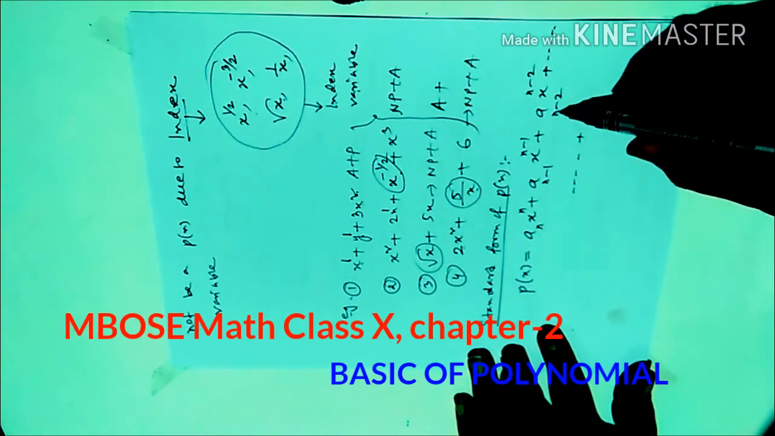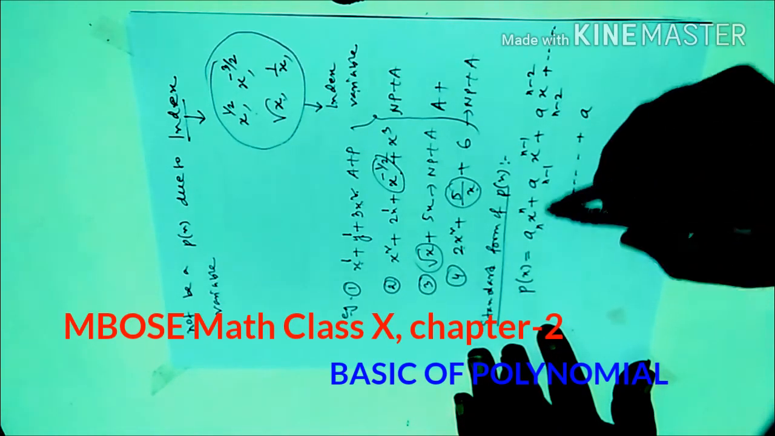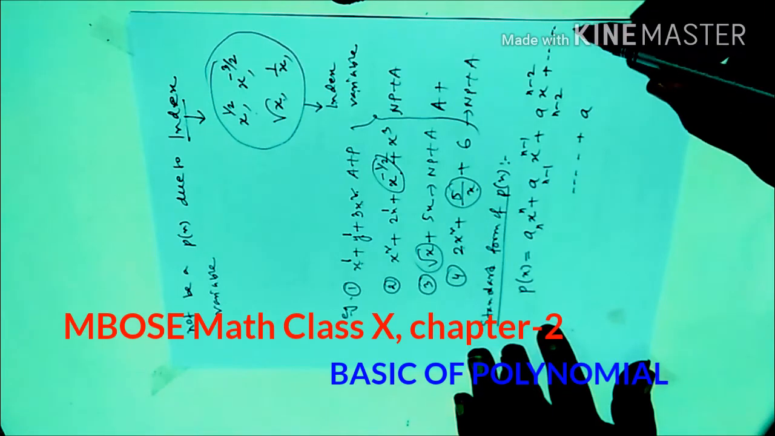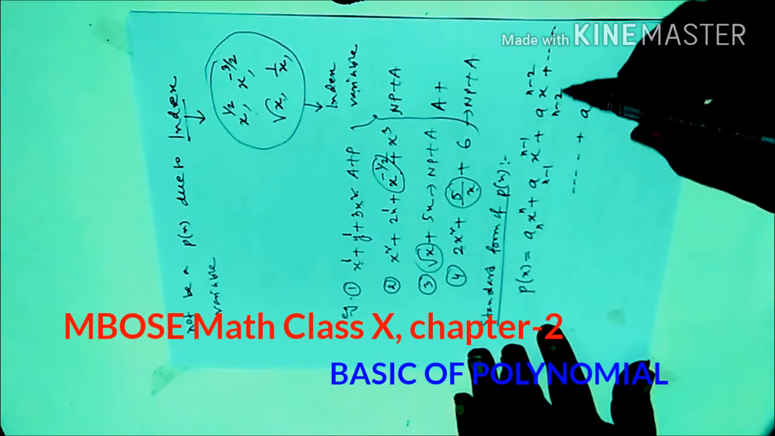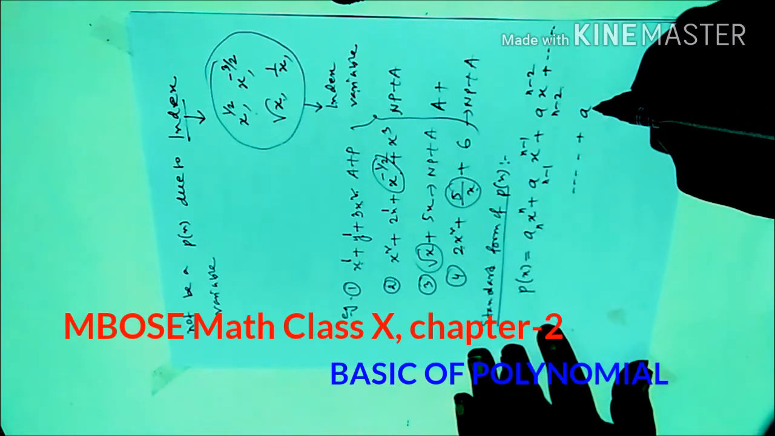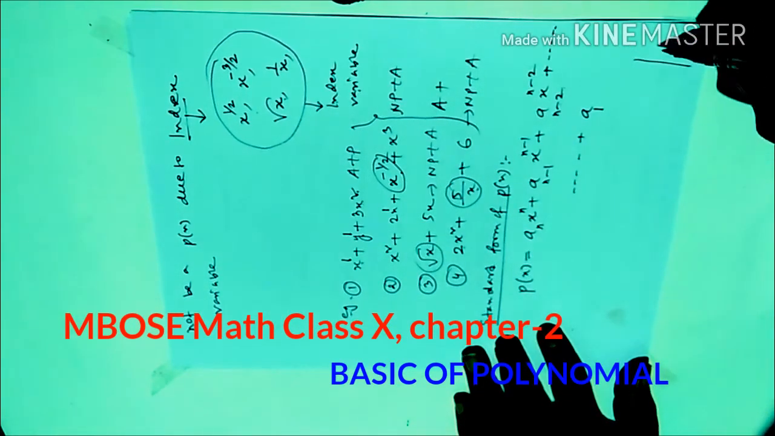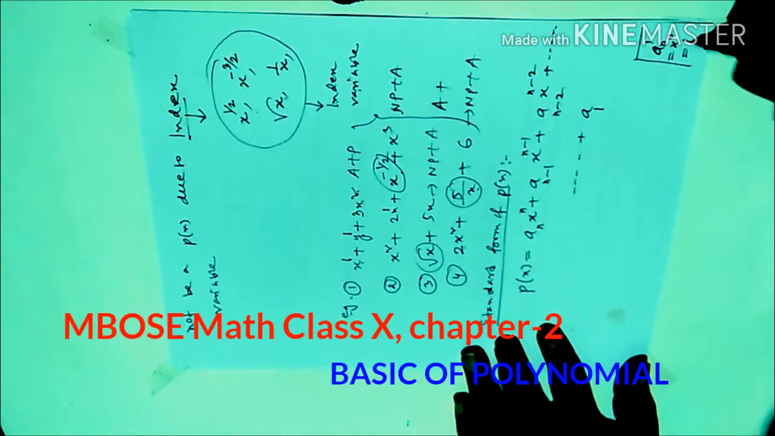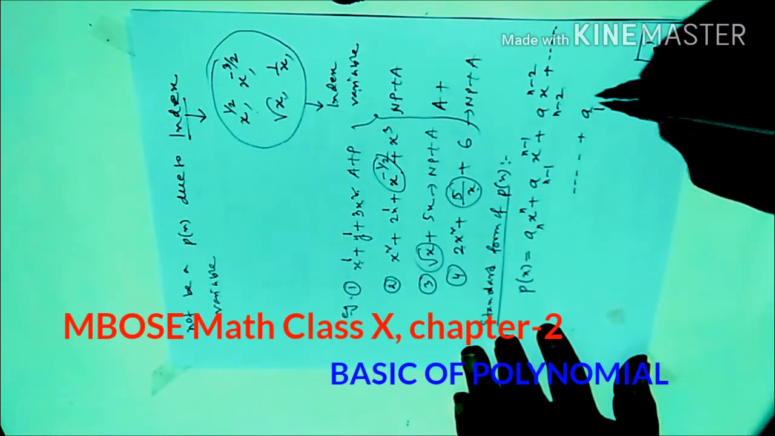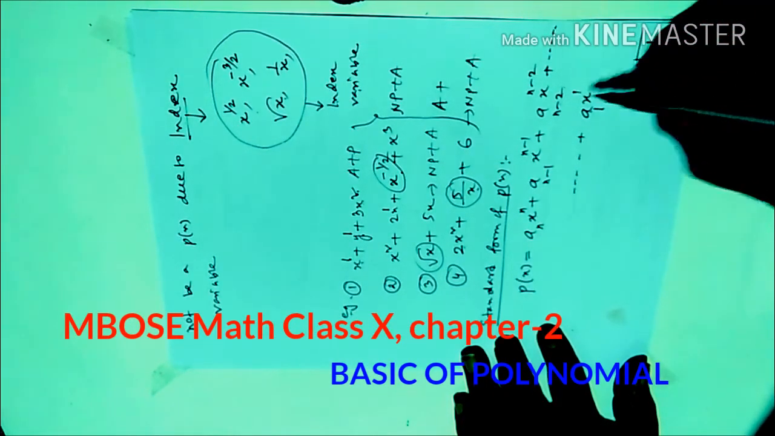So what will come last? You see here 0, 1, 2, 3, 4, 5, 6. Last will come n minus n, which means 0. By the law of exponents, a power 0 means 1. So here x power 0 is also 1, so here also I write 1. So this one will be x power 1.